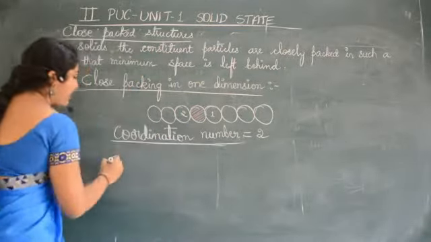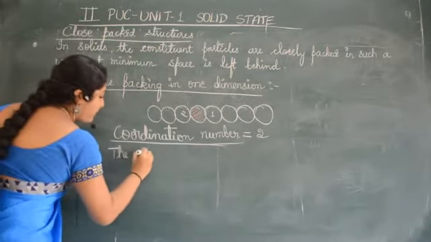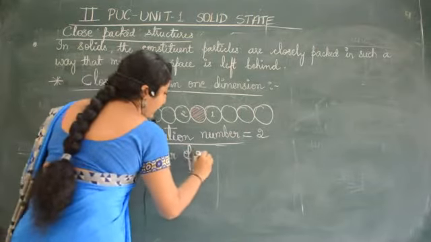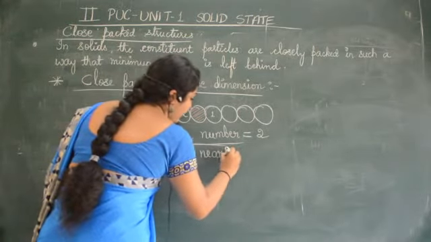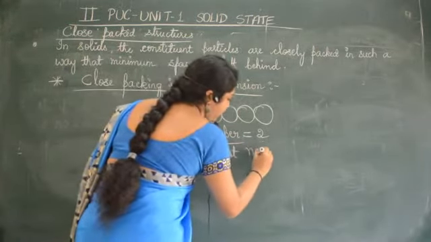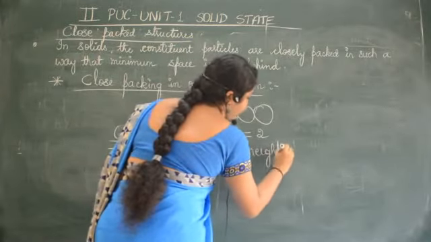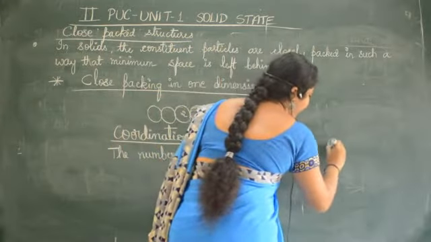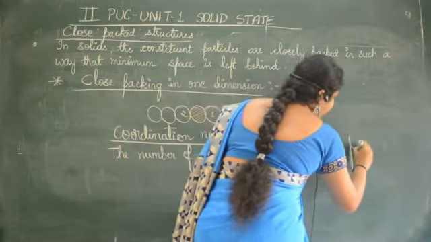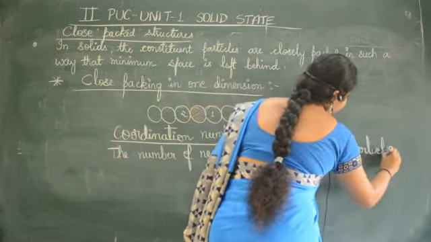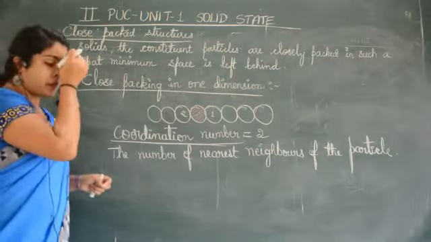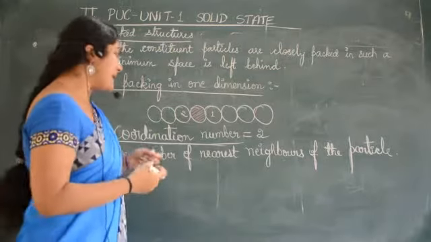Coordination number means the number of nearest neighbors of the particle in the unit cell or in this crystal system.